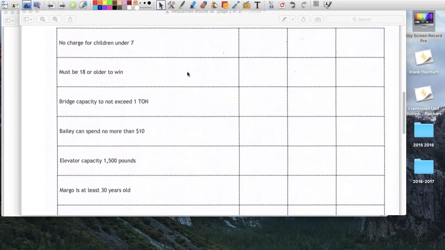No charge for children under 7. So children who can eat for free: a 6-year-old kid, a 5-year-old kid, a 3-year-old kid, a 2-year-old kid. So children compared to 7, what do they have to be? To be no charge, they have to be under 7. Okay. 7, 8, 6, arrow. So the kids have to be all under 7. So you're going to point that way.